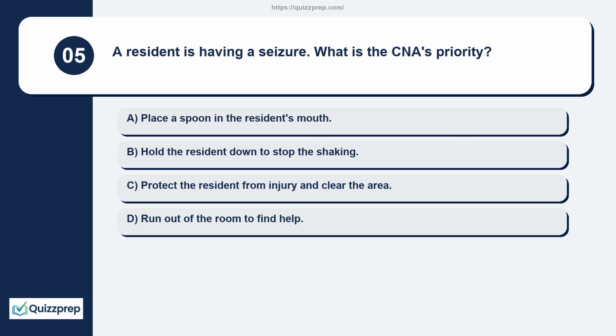Question 5. A resident is having a seizure. What is the CNA's priority? Place a spoon in the resident's mouth. Hold the resident down to stop the shaking. Protect the resident from injury and clear the area. Run out of the room to find help.